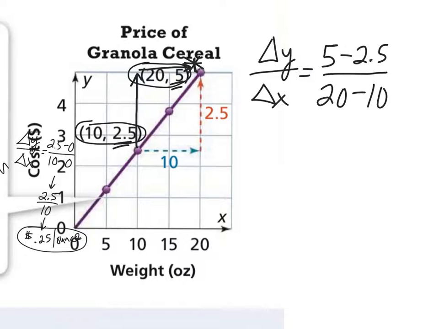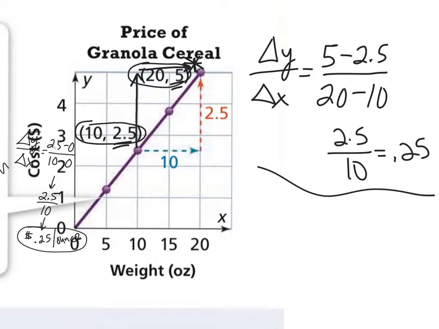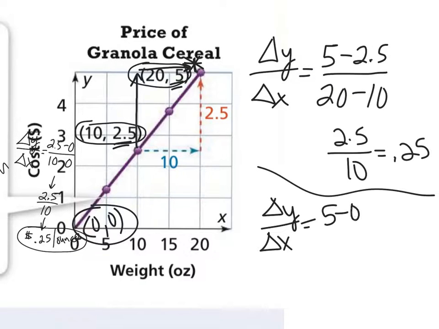So we could do 20 minus 10. And what happens when you subtract? You get 2.5 over 10. And then if you divide that out, you'll get the same answer. Those actually happen to be the same numbers as we picked before. We could even go from 0, 0 up to 20, 5. Our y would change by 5. We're going from 0 to 5. Our x would change from 0 to 20. And then that would be 5 divided by 20.